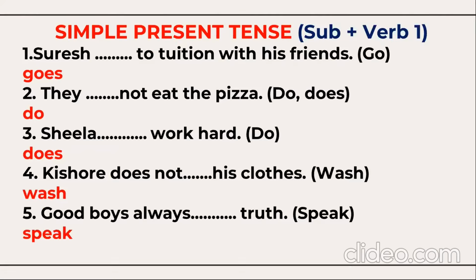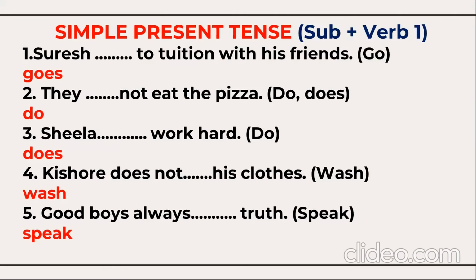So simple present tense. The structure is here: subject plus verb's first form. V1 means first form. So Suresh goes to tuition with his friends. So that is Suresh's daily habit, daily routine. They do not eat the pizza. Sheila does work hard. Kishore does not wash his clothes.